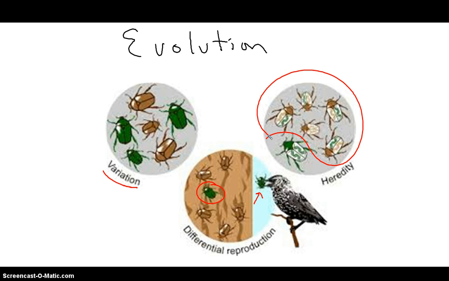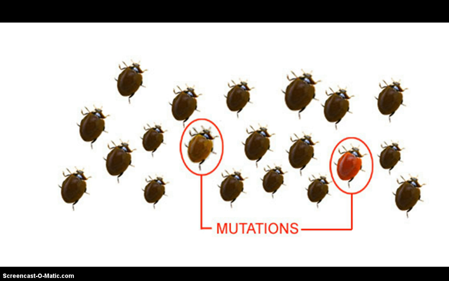The genetic makeup, the gene frequency of that population, is changing. Now, there still are some green individuals. There are still green alleles in the population, but it's changing. The brown allele is becoming greater, and that's what evolution is. So we're going to look at the first step here, variation, and how that arises.